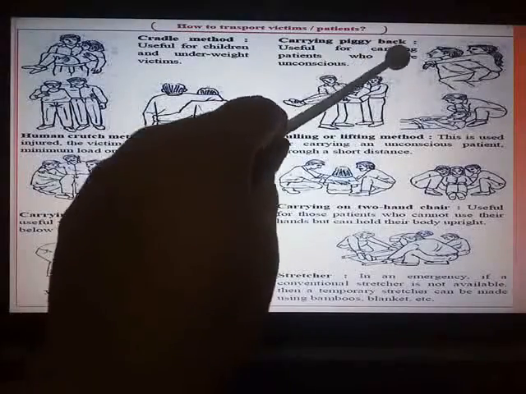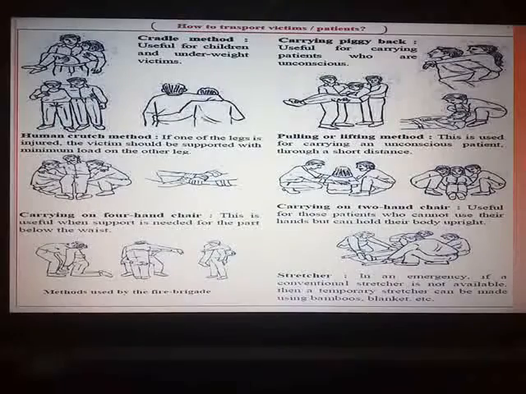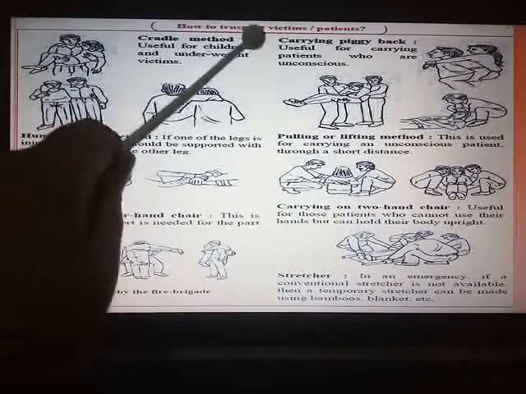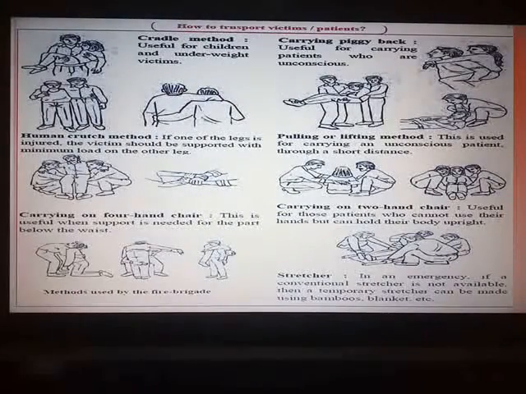Carrying piggyback. You can see here the victim is on the back of the rescuer. So it is useful for carrying patients who are unconscious. If the patient is unconscious, then medical help has to be given to the patient immediately, as an emergency. The patient cannot walk, the patient cannot move. So carrying the patient or the victim on the shoulders is called carrying piggyback.